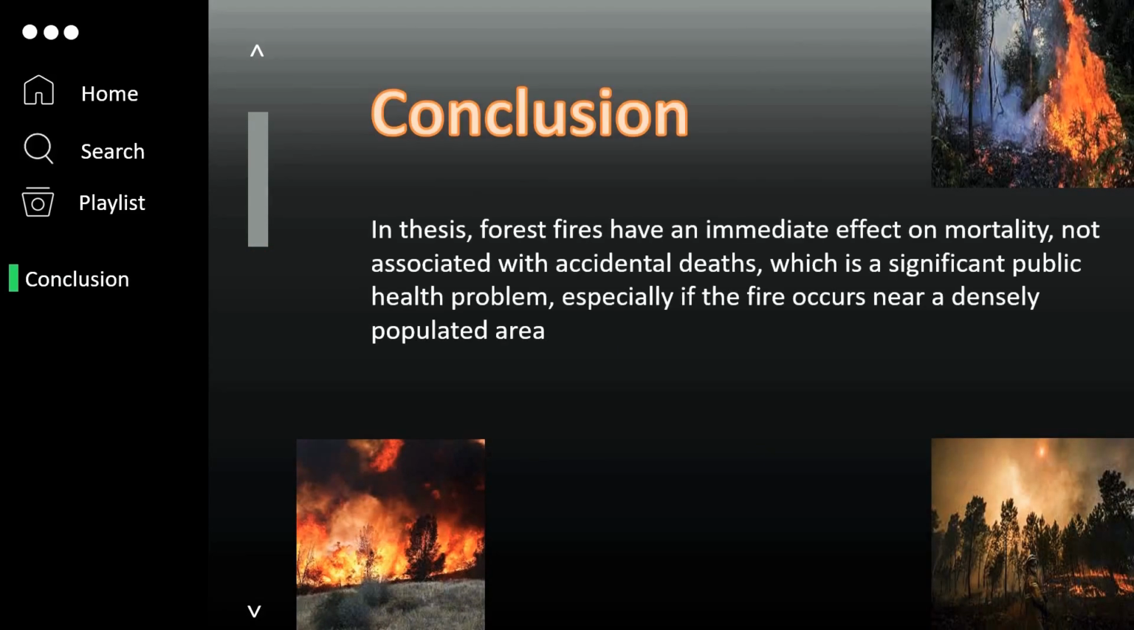In thesis of this report, forest fires have an immediate effect on mortality not associated with accidental deaths, which is a significant public health problem, especially if the fire occurs near a densely populated area.